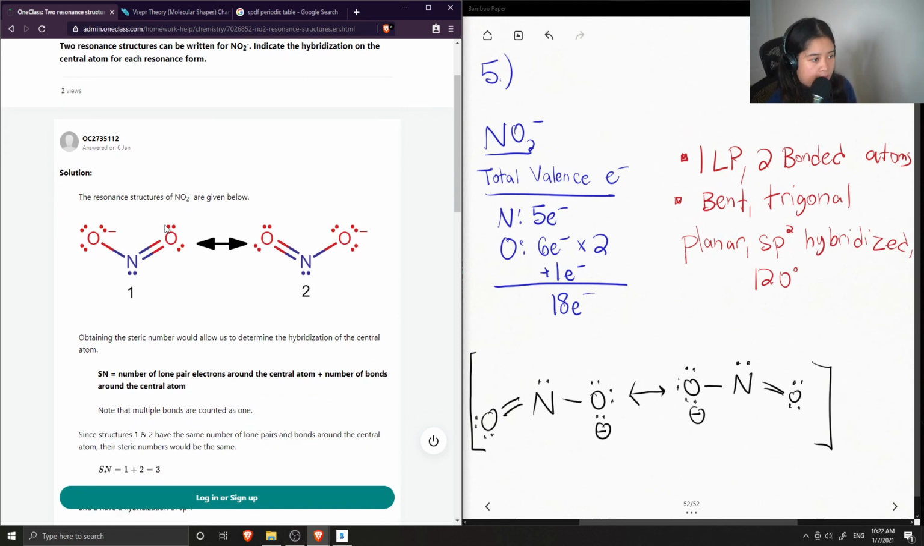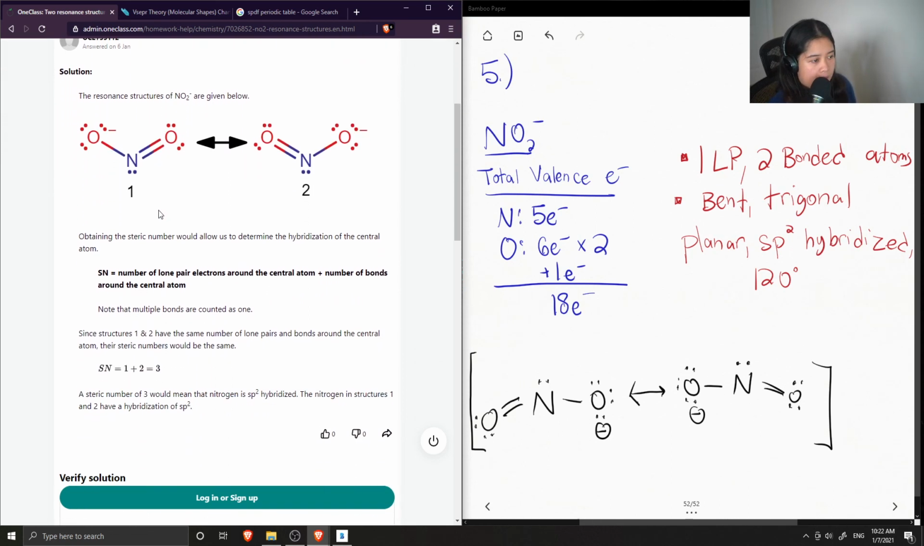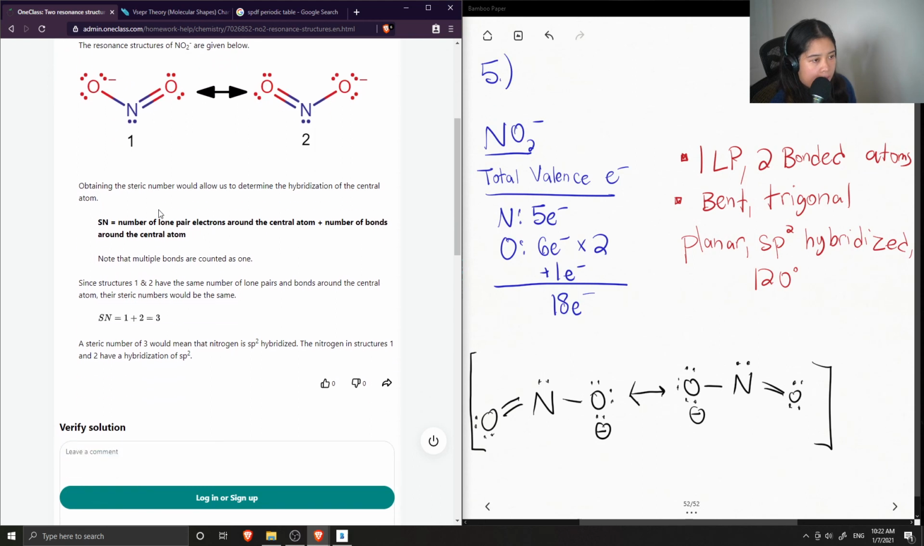The resonance structures are given below. Obtaining the steric number would allow us to determine the hybridization of the central atom. So the steric number is the number of lone pairs of electrons around the central atom plus the number of bonds around the central atom. This is a different method. So note that multiple bonds are counted as 1.